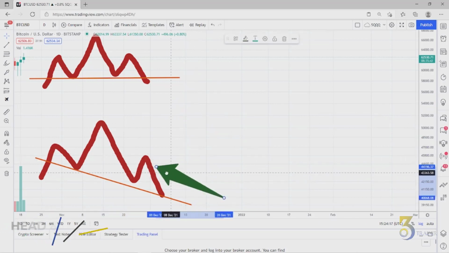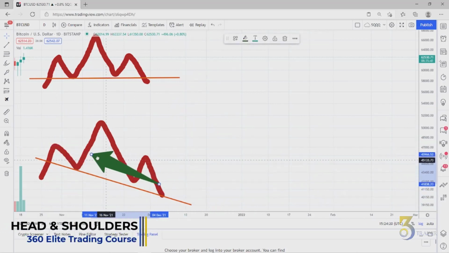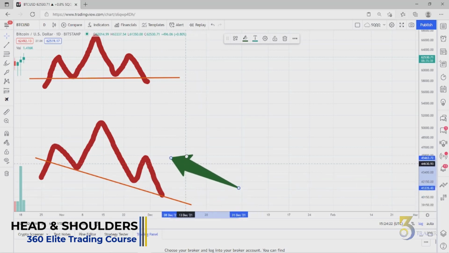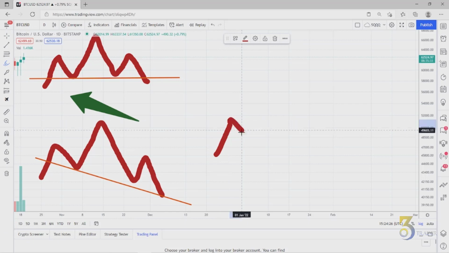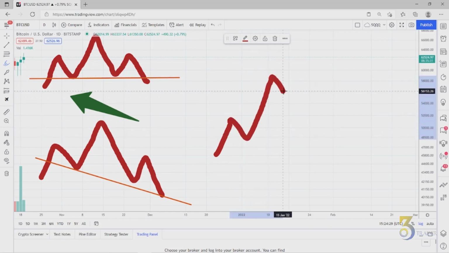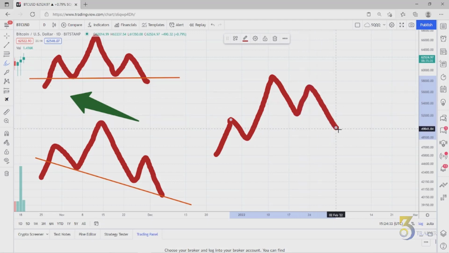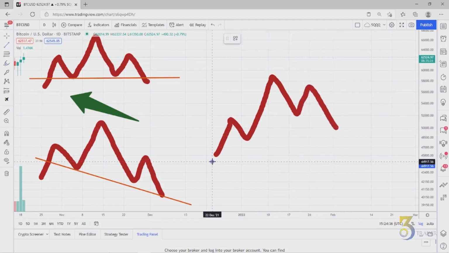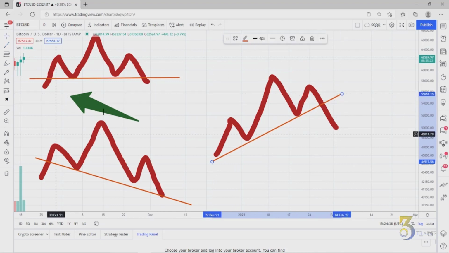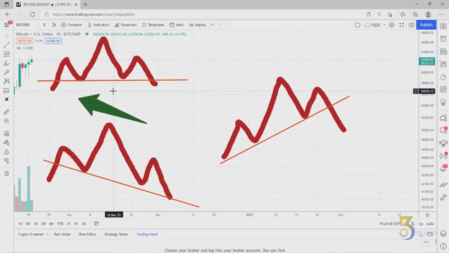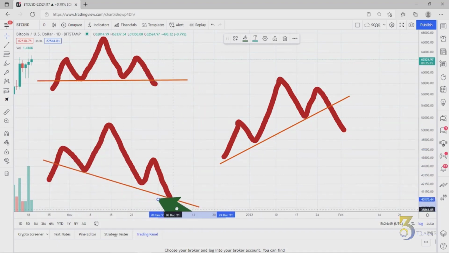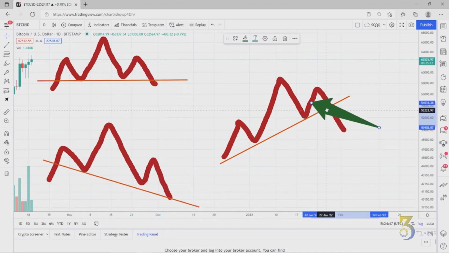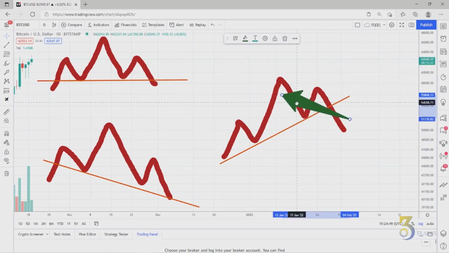This is more of a descending head and shoulders. A descending head and shoulders. I'm going to draw one more. All right, we got our 3 up there. I did it. Woohoo! Symmetrical. Descending, with a descending neckline. And we have an ascending head and shoulders.